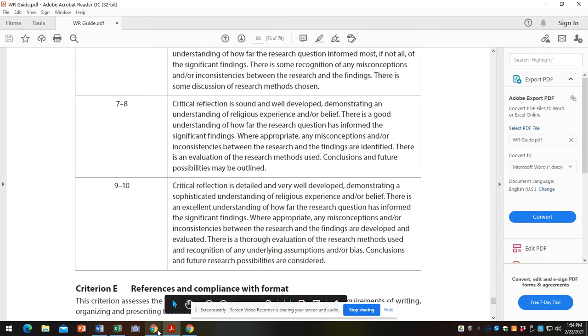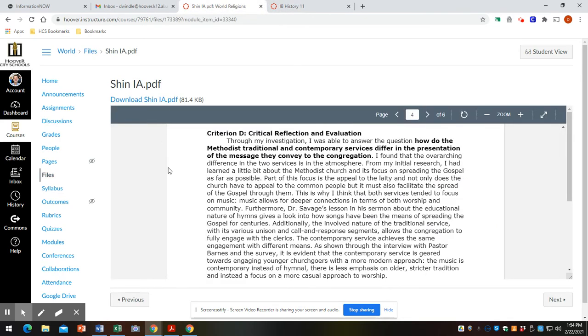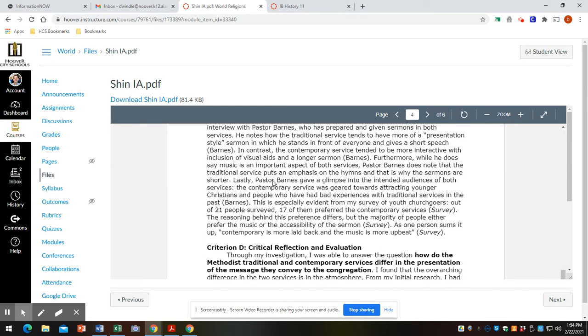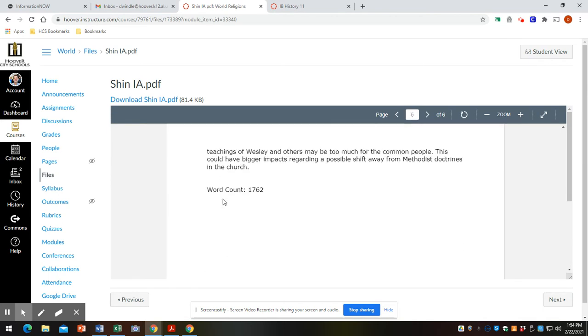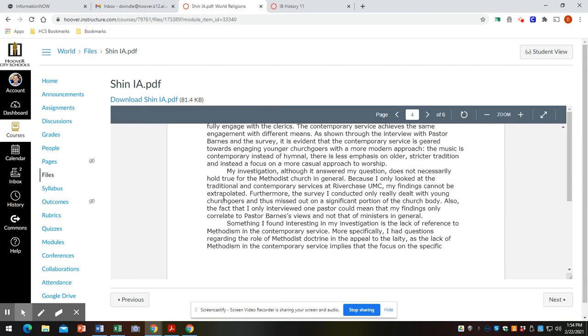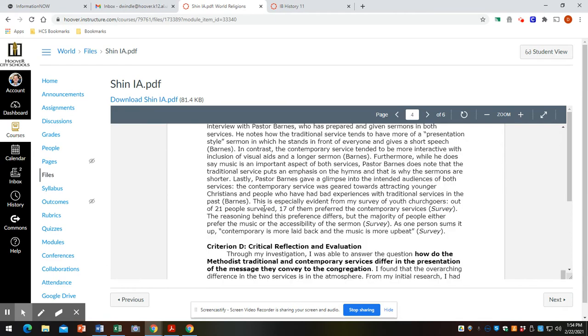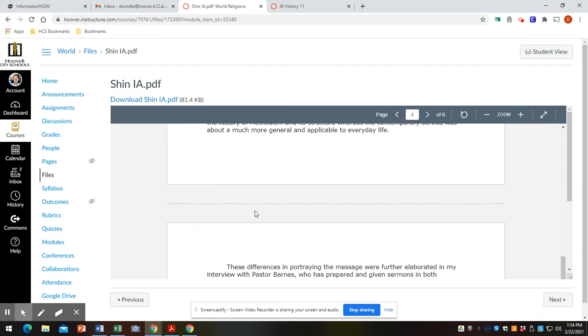You also have some IAs you can look at. Let's see, where is this? Yeah, right here. I've got several. This one is June Shin's. He wrote about contemporary versus traditional Methodist worship services. His is kind of longish, I think. It strikes me as about 500 to 600 words, and that's a little bit long. He says some things in here that could really go better in his Section C.